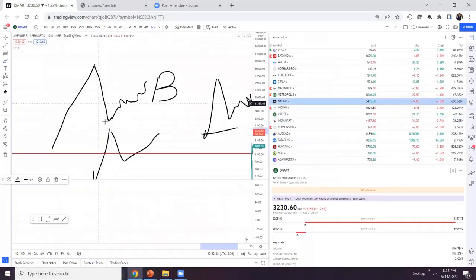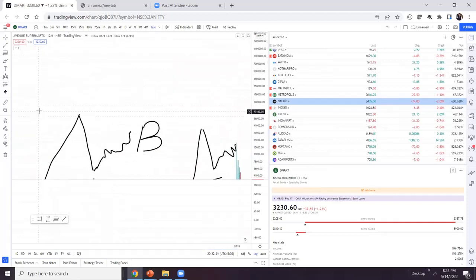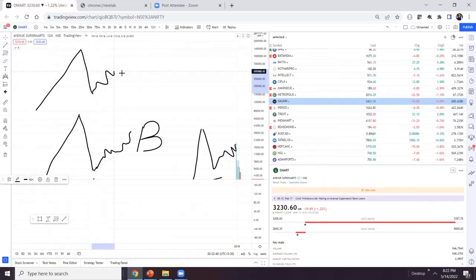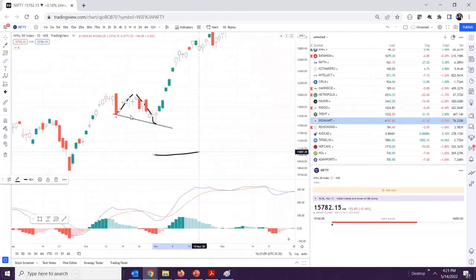This one. Let me again draw. So let us go there. You see, this is a fast move down, and then you see these small candles. So this is slow, right? Yes. So this is the slowness which I am talking about. So this is B, and then you again get a fast move to the down.